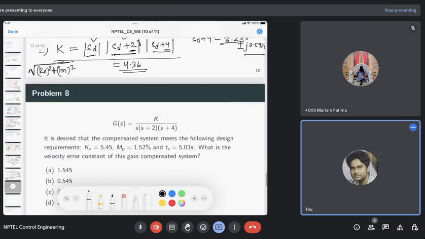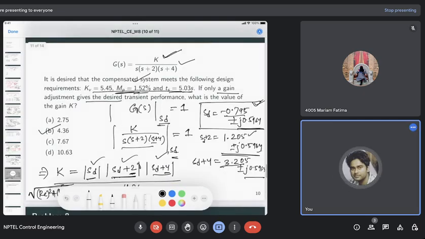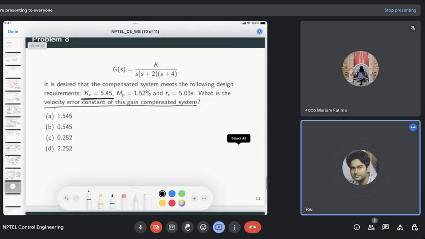Okay, so now we see what the velocity error constant is with this compensated gain. Our requirement is this velocity error, but are we able to achieve this? If not, then we will use a lag compensator to achieve the desired velocity error. But first, with this uncompensated system, we already have the gain value. Using that gain value, what will be the K_v value, that is the velocity error constant?